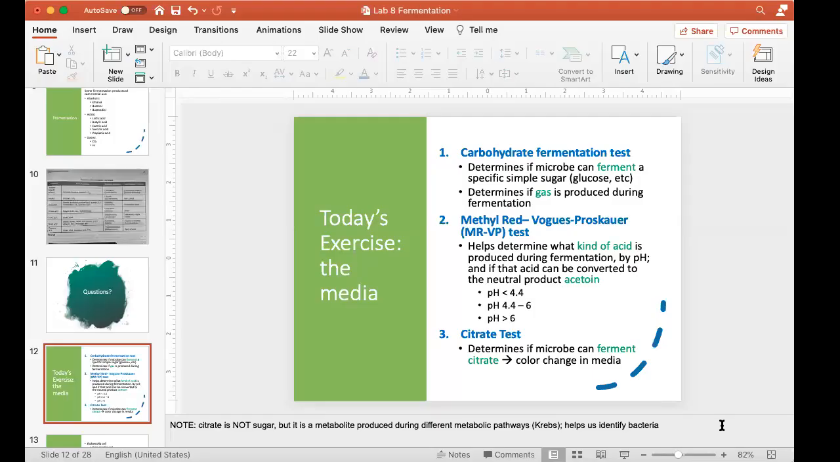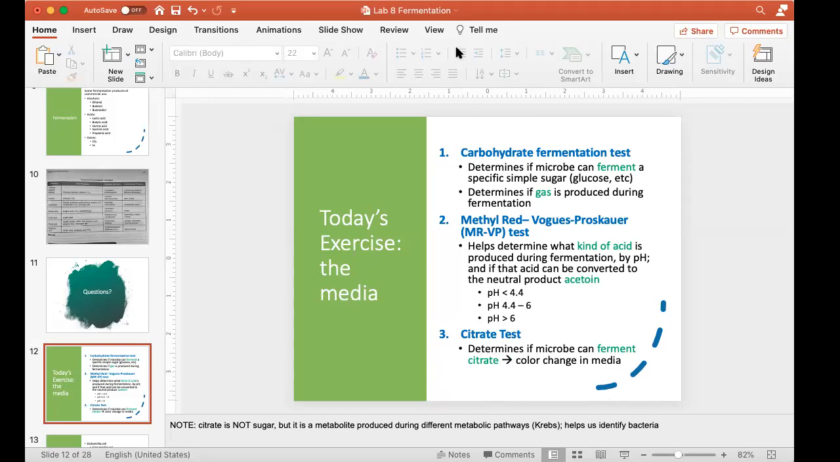Now, the last test we'll look at is called the Citrate Test. This is a nice simple one. In this test, we're going to examine whether or not a microbe can ferment a molecule called citrate. If it can ferment the citrate, we're going to see a color change in the media. Now, what makes the citrate test really interesting is that citrate is not a carbohydrate.